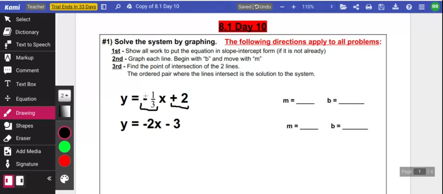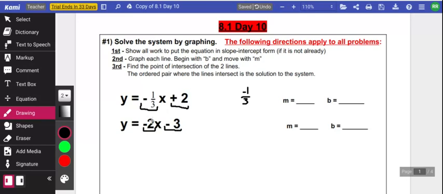Remember, this negative sign can be put in the numerator or in the denominator, right? So you can write it as negative 1 over 3, right? That would mean go down 1, right 3, or you could write it as 1 over negative 3. It doesn't matter whether you put it in the numerator or in the denominator, just as long as you put it in one of those instead of just out front. And in this equation, negative 2 will be your m, and negative 3 will be your b. Okay, so begin with b, move with m.